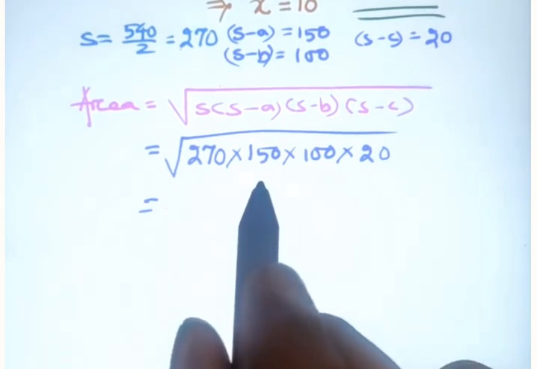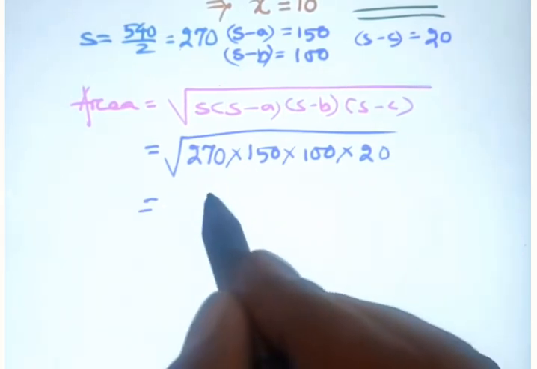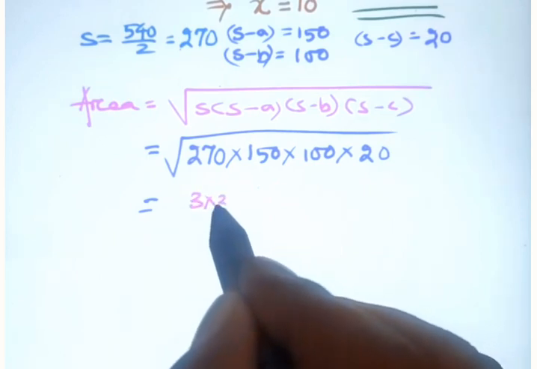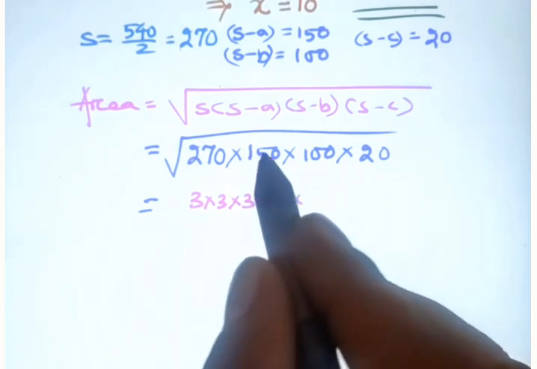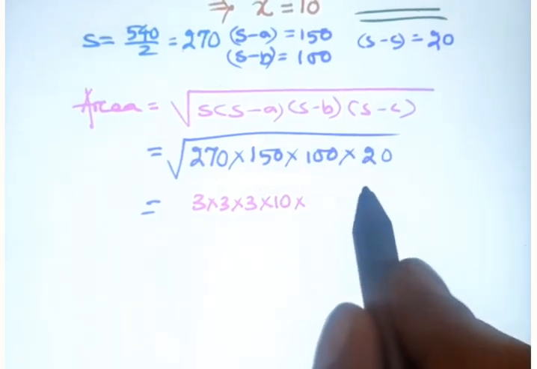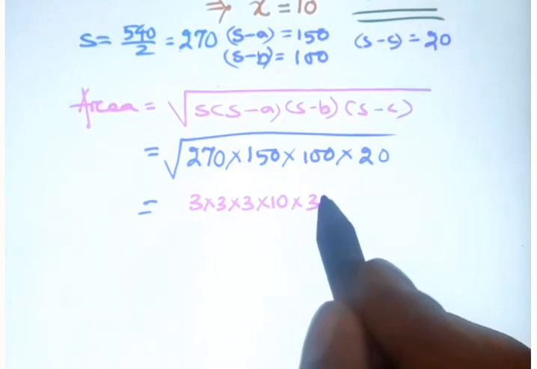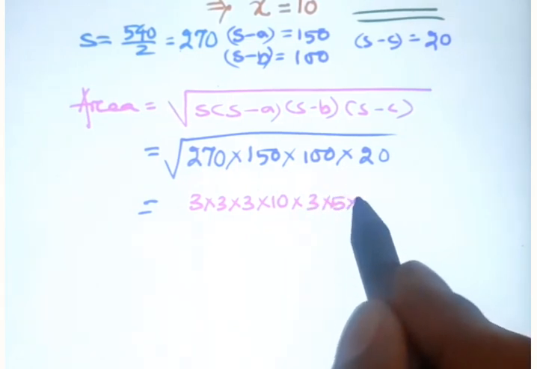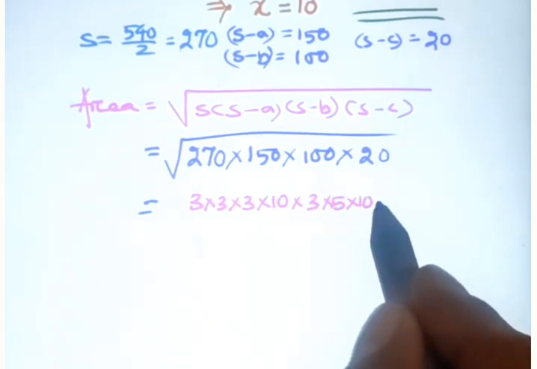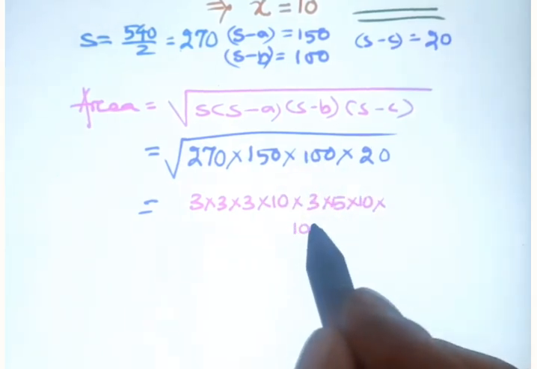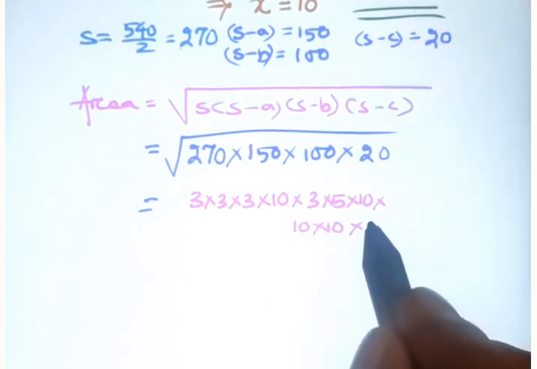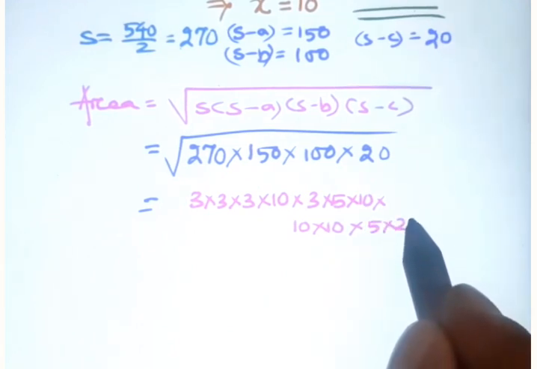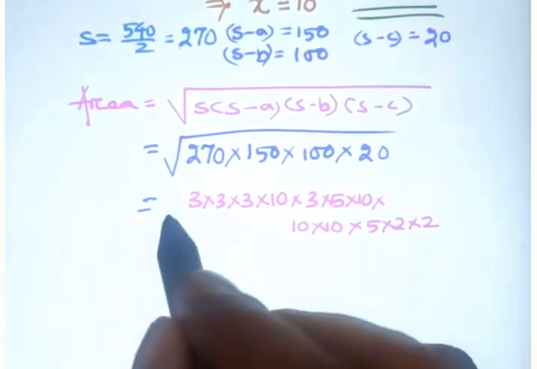270 can be written as 27 times 10. Again 27 can be factorized as 3 times 3 times 3, times 10. 150 can be written as 15 times 10. Again 15 can be factorized as 3 times 5, times 10. Now 100 is already 10 times 10. And 20 can be written as 5 times 2 times 2.